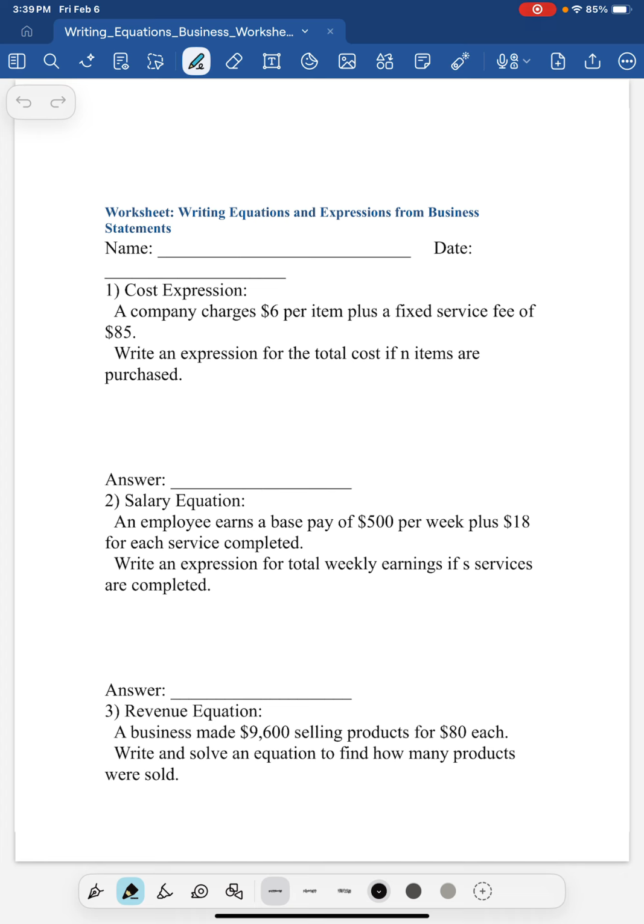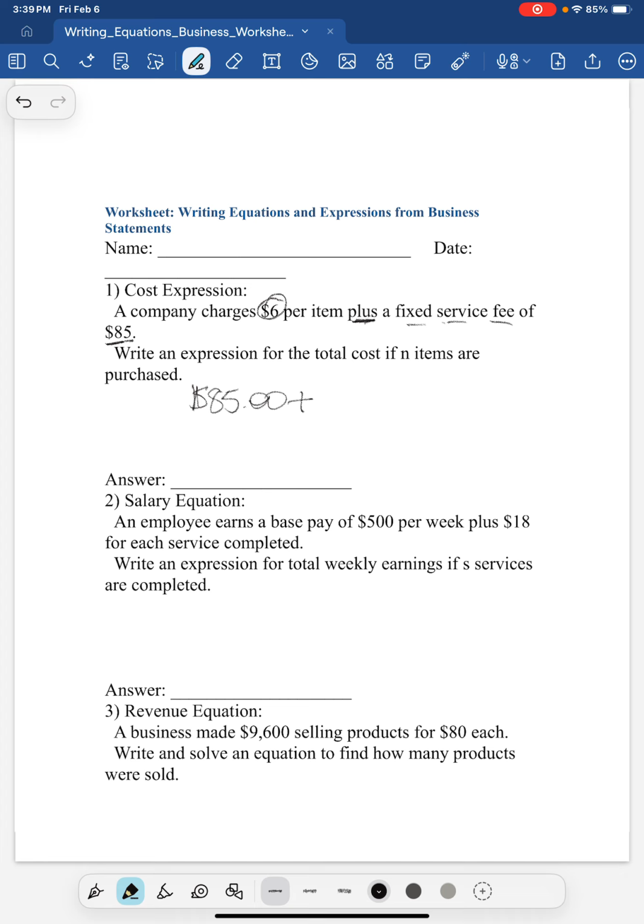We're going to look at this cost expression. It says a company charges $6 per item plus a fixed service fee of $85. So a fixed service fee means they are charging $85. They're starting with $85 no matter what else happens, okay? So you can write that down. Plus $85 plus something else.